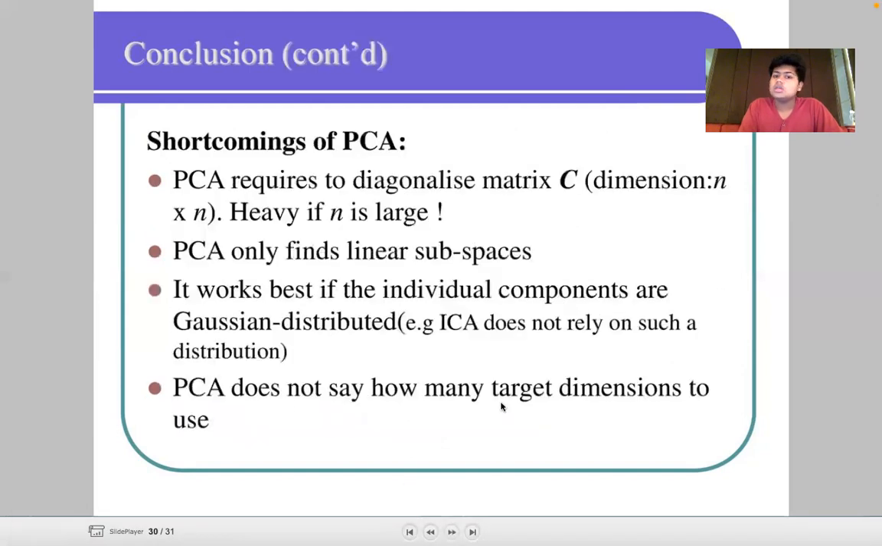Moving on, let's discuss the shortcomings of PCA. PCA requires diagonalizing matrix C, which is heavy if n is large. PCA only finds linear subspaces, and it works best if the individual components are Gaussian distributed. For example, ICA does not rely on such a distribution. And principal component analysis does not say how many target dimensions to use.